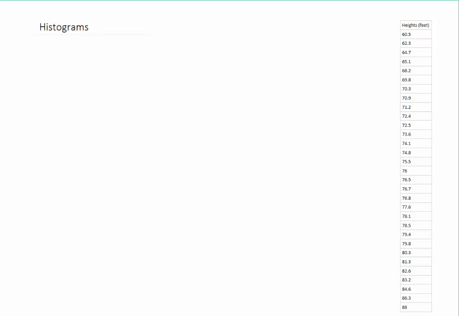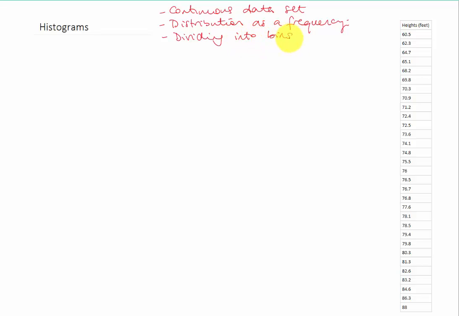And the final thing I'm going to talk about is the histogram. Histograms are good for when we're looking at continuous data sets, and we're interested in looking at the distribution of these measurements as a frequency. And so you're dividing all your measurements into bins or groups. So I'll show you what I mean.